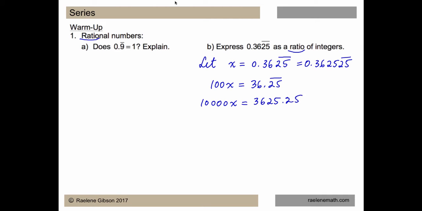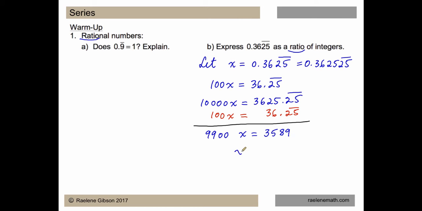3,625.25. And now if we subtract the first equation, well rather the second equation of 100x from here, making sure that we have the repeated part, on the left-hand side we're going to get 9,900. And on the right-hand side, the 0.25 repeating part will disappear, and 3,625 subtract 36 is going to be 3,589. And so we can express x, which is the same x as the beginning, as a ratio of two integers, 3,589 divided by 9,900.